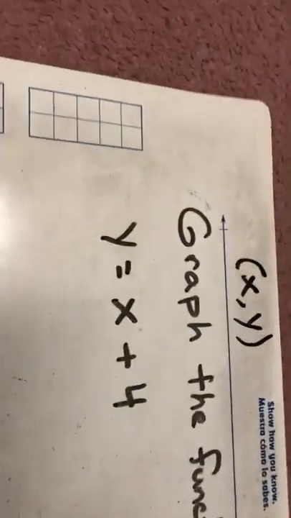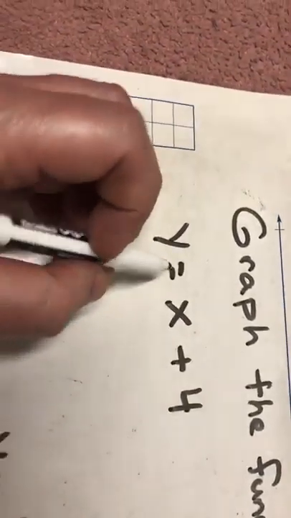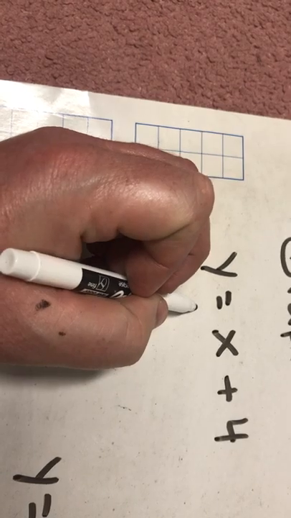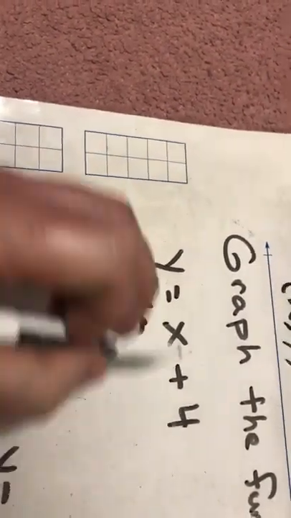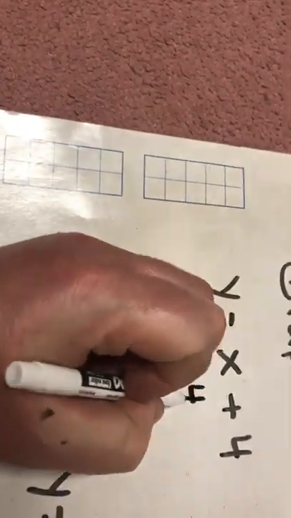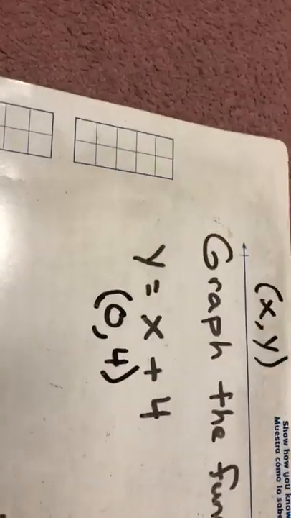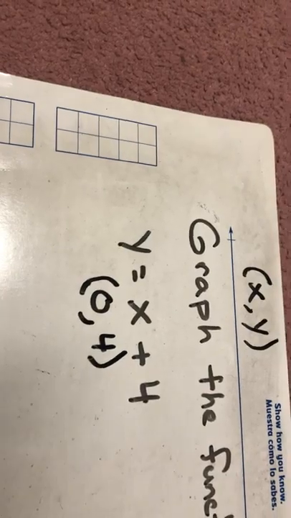So I'm going to go pretty basic, and I'm just going to say, well, I'm going to say that if x is 0, 0 plus 4 is 4. Y would be 4. Now, 6th grade, I want you to stop and think for a second.